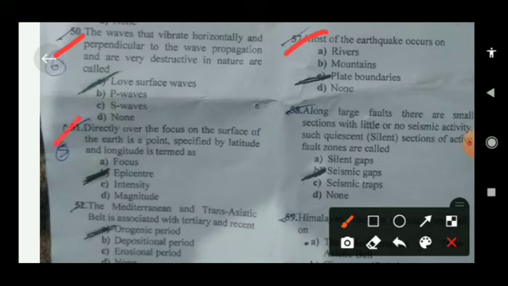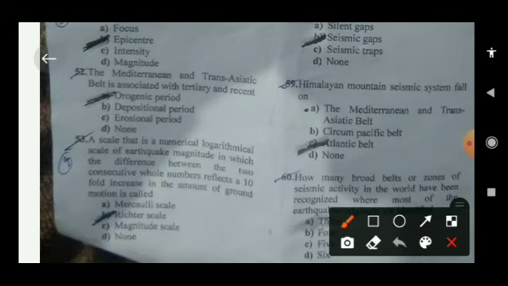Next question is, directly over the focus on the surface of the earth is a point specified by latitude and longitude is termed as epicenter. Next question is, along large faults there are small sections with little or no seismic activity. Such quiescent or silent sections of active fault zones are called seismic gaps. Next question is, the Mediterranean and Trans-Asiatic belt is associated with tertiary and recent. The right option is orogenic period. Next question is, Himalayan mountain seismic system fall on. The right option is Atlantic belt.